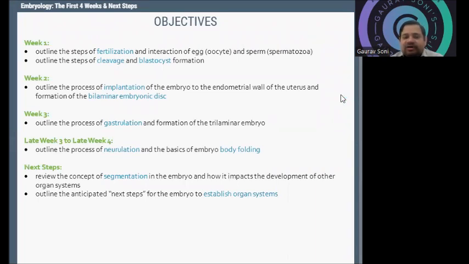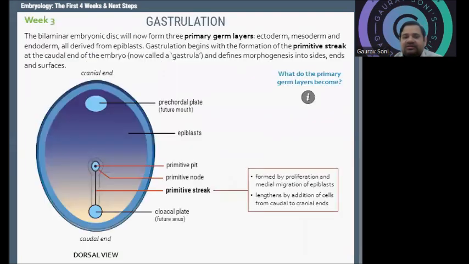Welcome. Today we are going to talk about the embryological development of the third week. In the previous two videos, we have seen up to the process of implantation. Now in the third week, first of all, the process which is going to start is gastrulation.